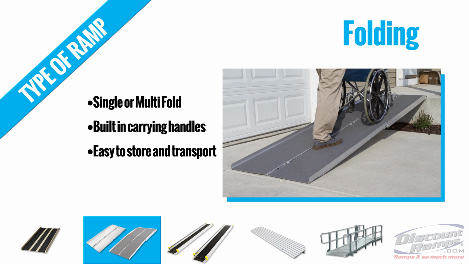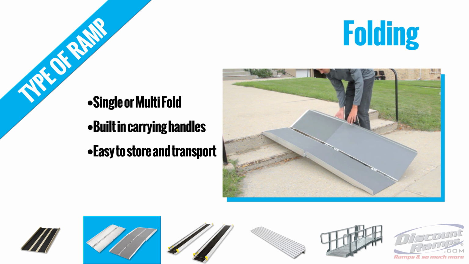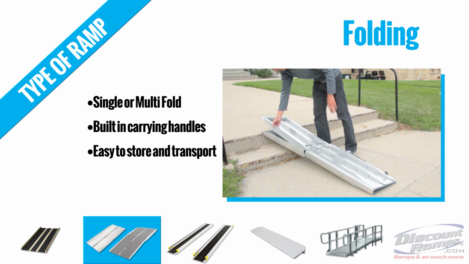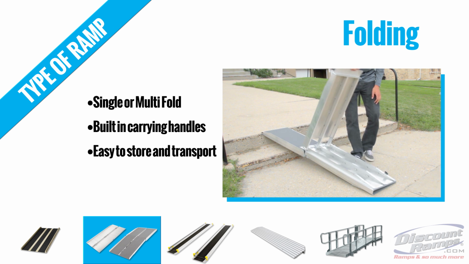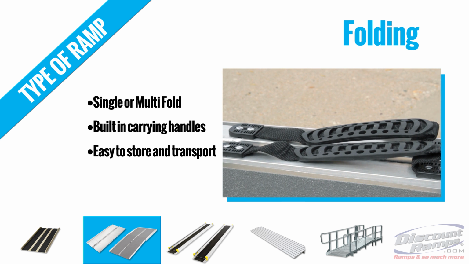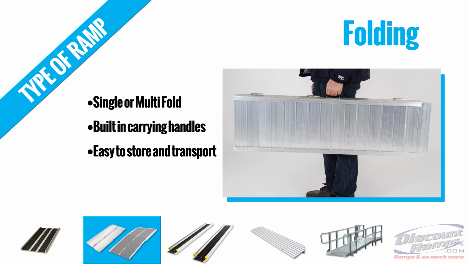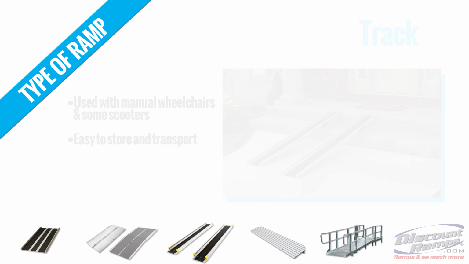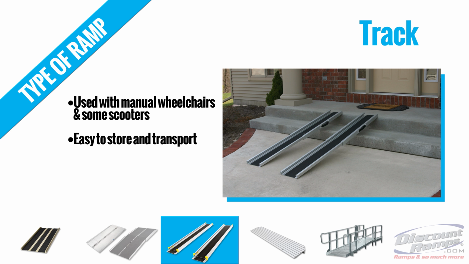Folding ramps come in 2 styles, single or multi-fold. The single-fold models fold in half down the length of the ramp. The multi-fold models fold down the middle both ways to be about 1/4 of the size of the full ramp. Both types usually have built-in carrying handles and sometimes go by the name of suitcase ramps because of their resemblance to luggage carriers.